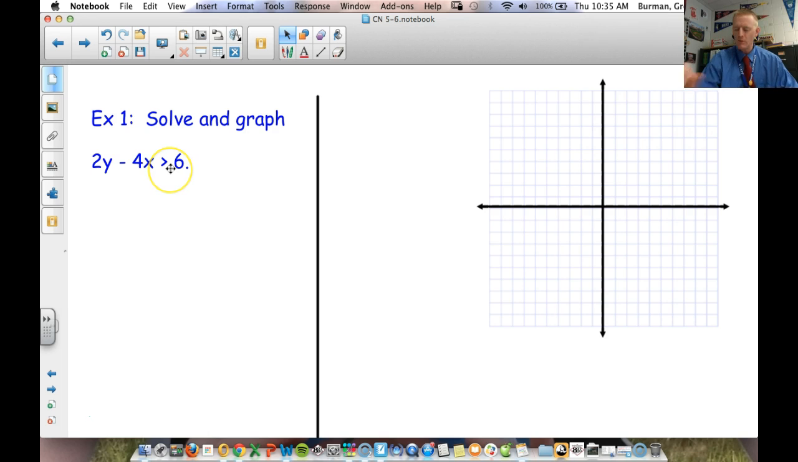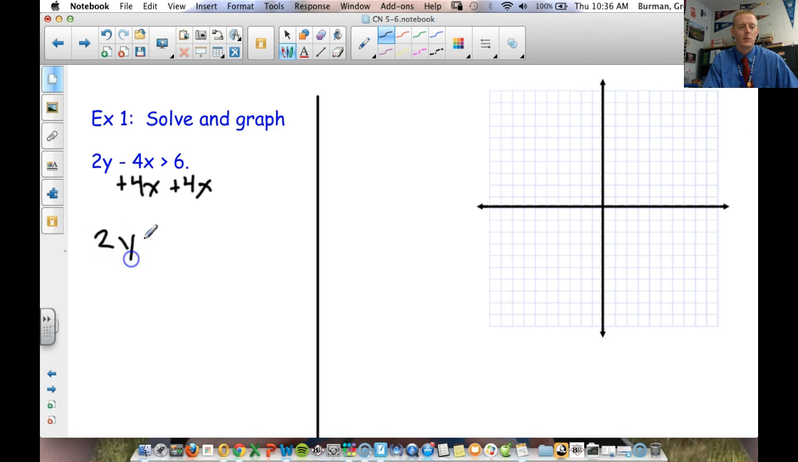Example number 1. Our job, like in our steps that you previously wrote down, is to get our y by itself. The only way we can graph these is if we have our y by itself. So again, it's kind of like having it in slope-intercept form, except we're not going to have an equal sign, we're going to have an inequality. So we are going to move the x to the other side by adding 4x. So we're left with 2y is greater than 4x plus 6.